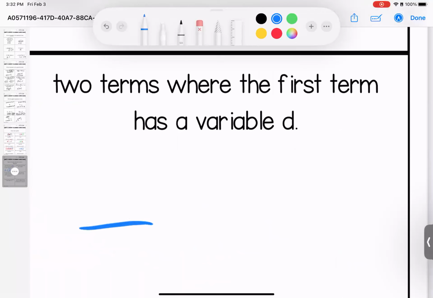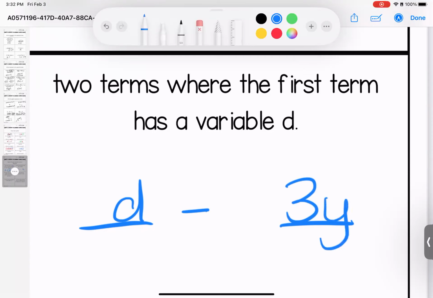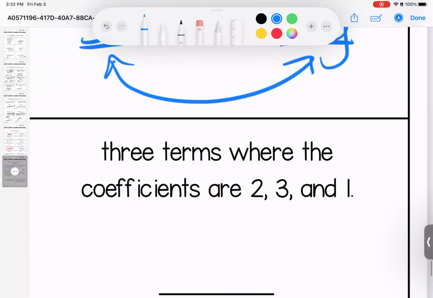2 terms, 1, 2, where the first term has a variable of D. No other requirements. So I could put a constant here. I can make it a coefficient. I could add a number here. As long as there's a variable of D and there's 2 terms, you are correct.